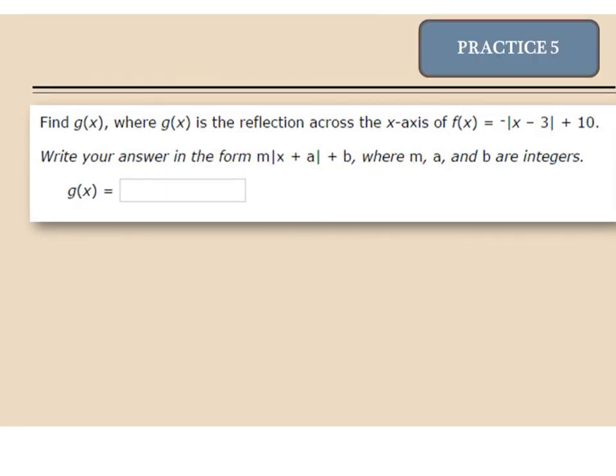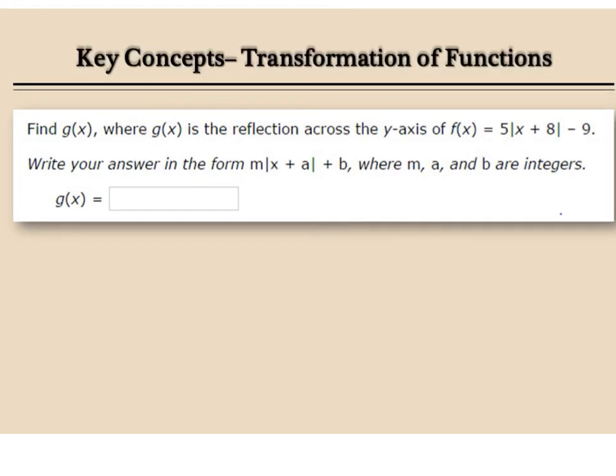Your practice 5 is to find g of x, where g of x is the reflection across the x-axis of the function, the opposite of the absolute value of x minus 3 plus 10. This question asks us to find g of x, where it is a reflection across the y-axis of the function 5 times the sum of the absolute value x plus 8 minus 9.